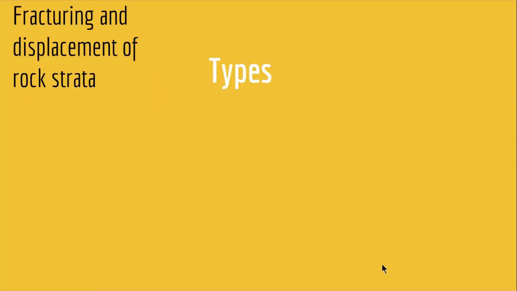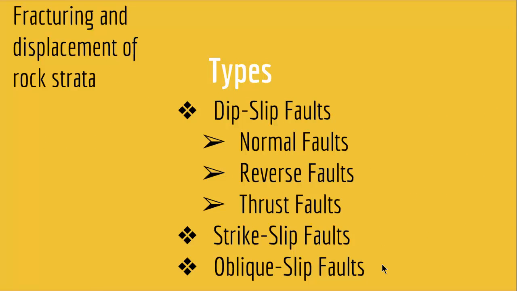So how many types of faults do we have? Well, we have three types. We have dip slip faults, we have strike slip faults, and we have oblique slip faults. Oblique slip faults are a fault that is both strike slip and dip slip. But what's dip slip and strike slip faults? Well, for you to understand, let me illustrate this for you.